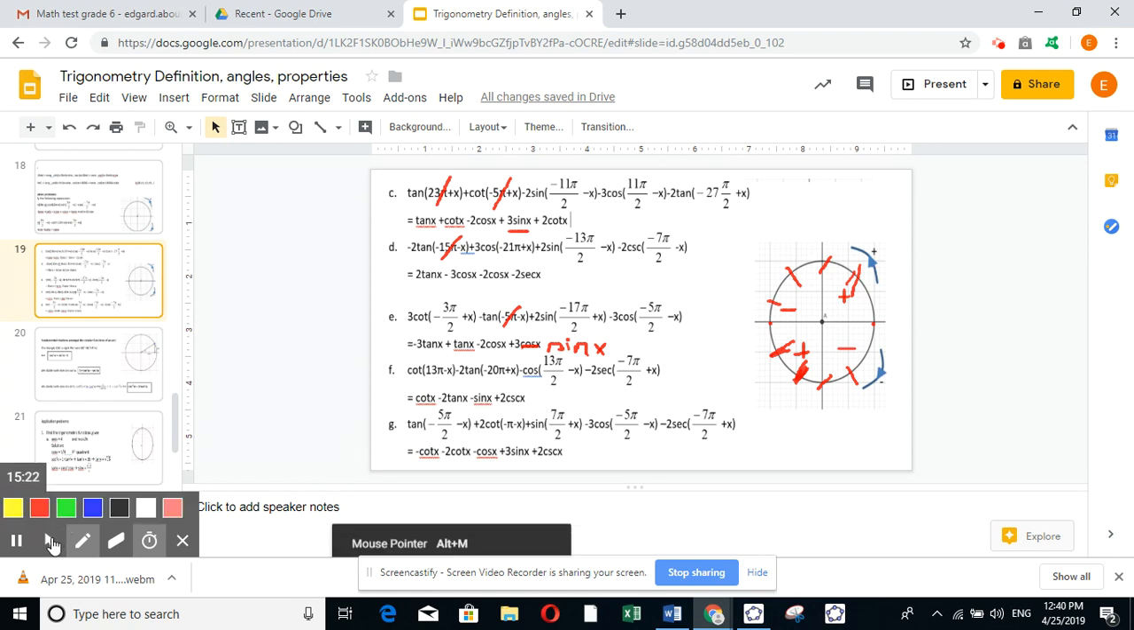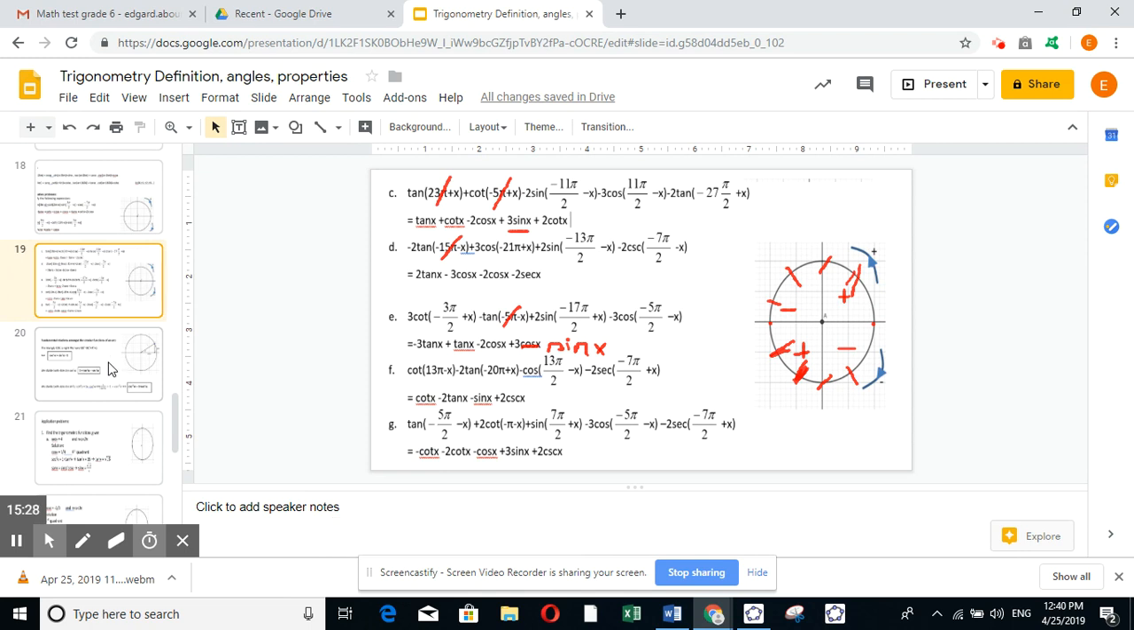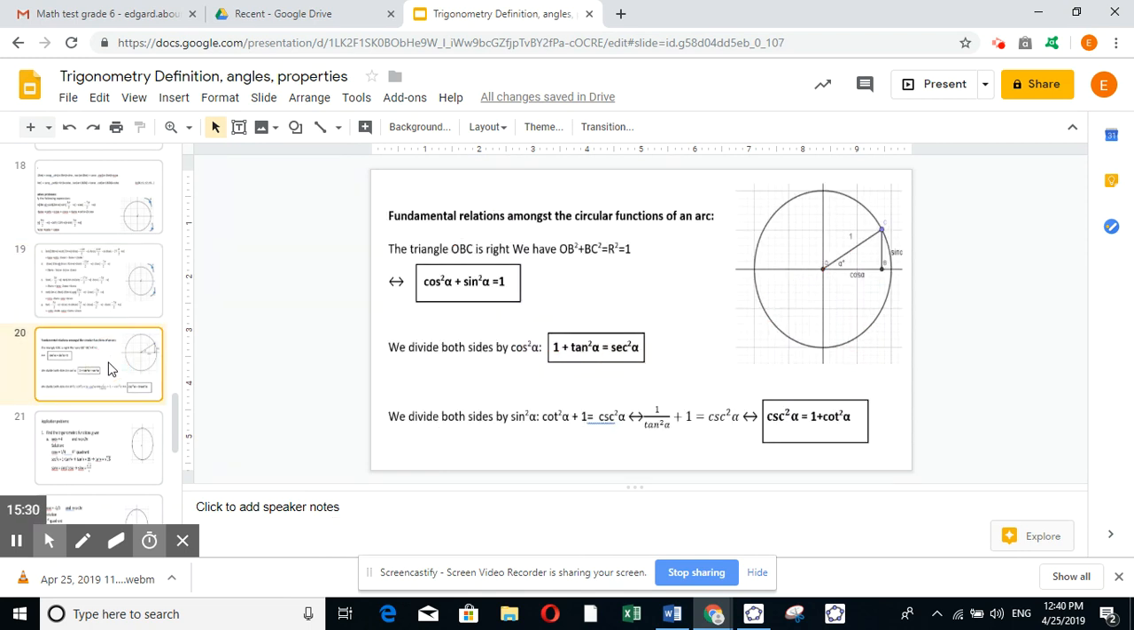Okay, these are simplifying and remarkable angles. The video that we're going through is the third video. The fourth video will be about the basic formulas of trigonometric functions. See you in the fourth video. Thank you for listening.